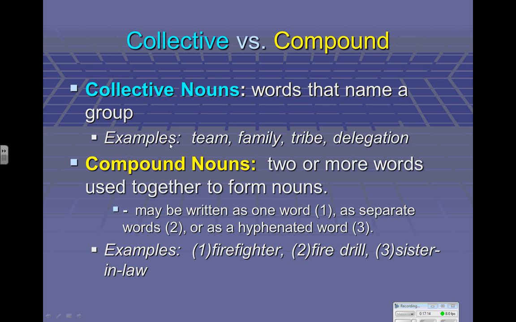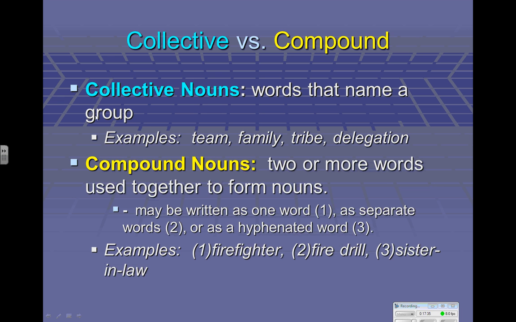So all of these examples here, we would say they are collective. A good way to remember this is see how it starts with collect. Think of collection. In a collection, you have multiple things. That'll help you remember that a collective noun refers to multiple things or multiple people.